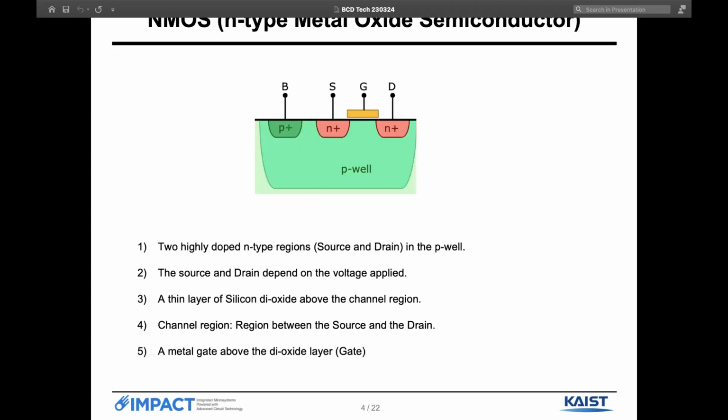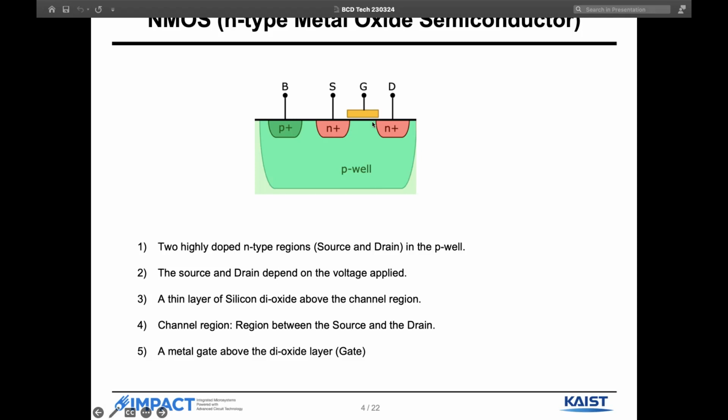Firstly, NMOS, which is N-type metal oxide semiconductor. This consists of highly doped N-type regions, which are denoted by N plus, as we can see right here, and they are situated in a P well. This part is moderately doped p-type, and these two highly doped n-type regions are the source and drain, and either can be source or drain.